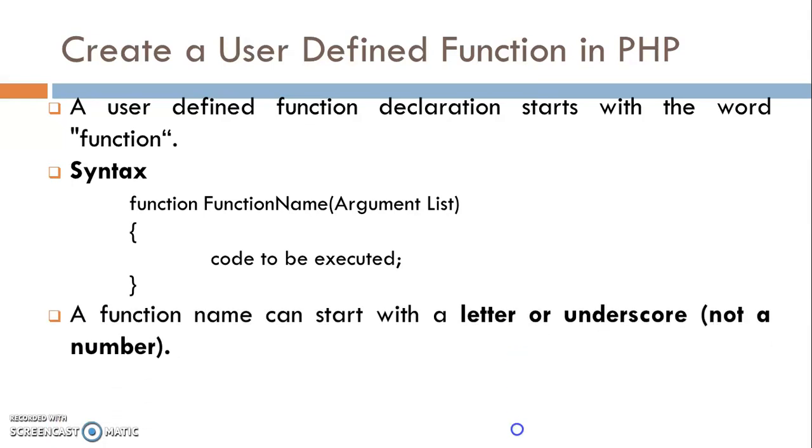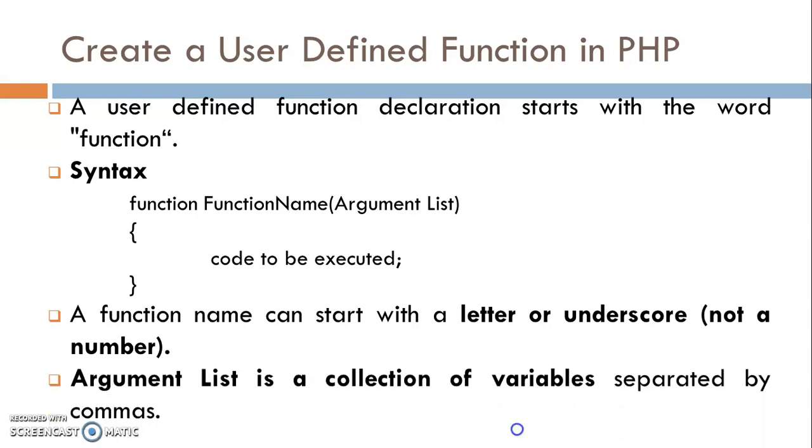A function name can start with a letter or underscore, but it cannot start with a number. The argument list is a collection of variables separated by commas. After declaring a function, when we want to call it, just write the function name, then open parenthesis and close parenthesis, and then a semicolon.